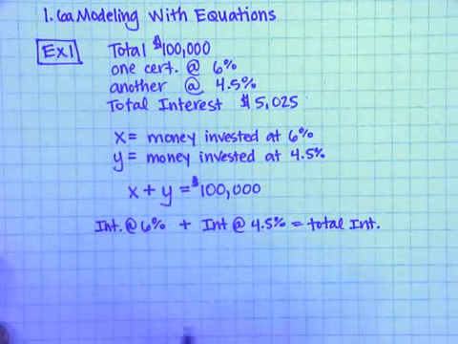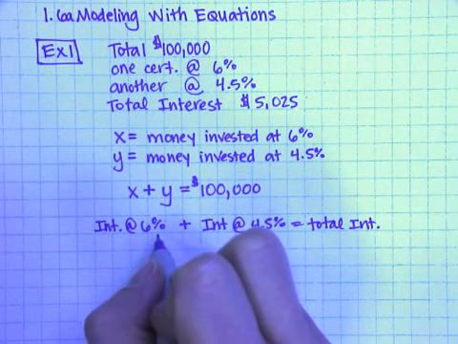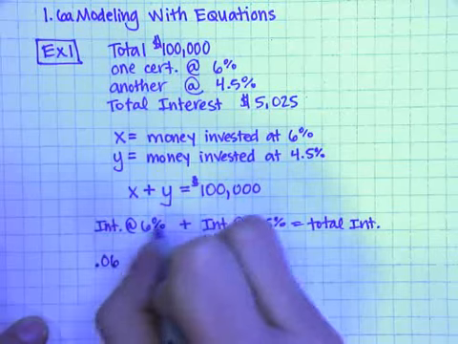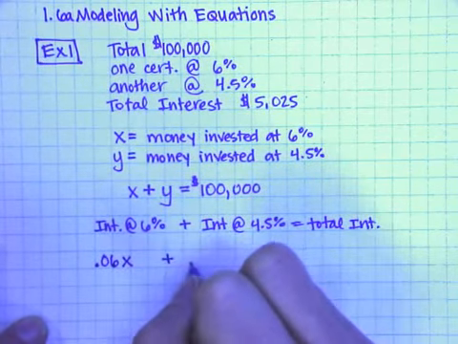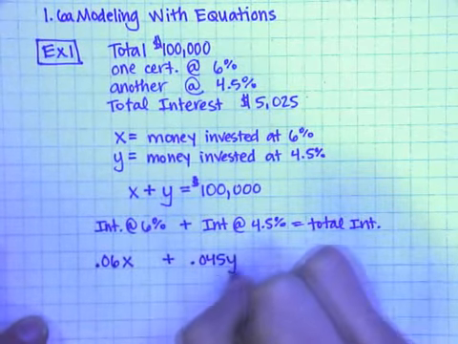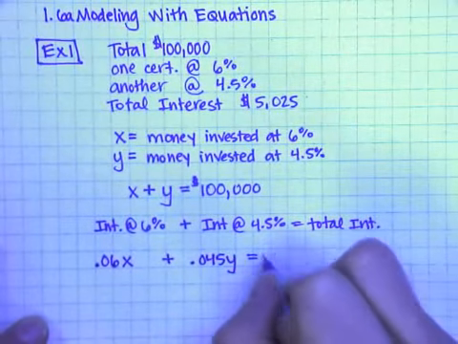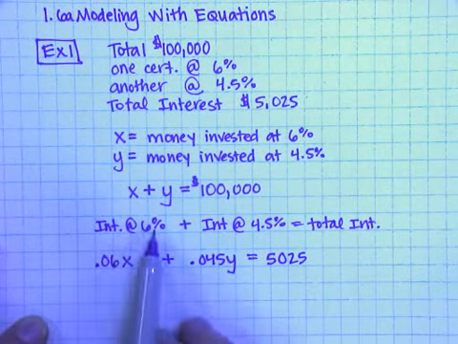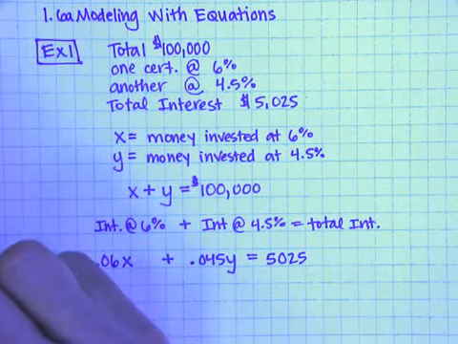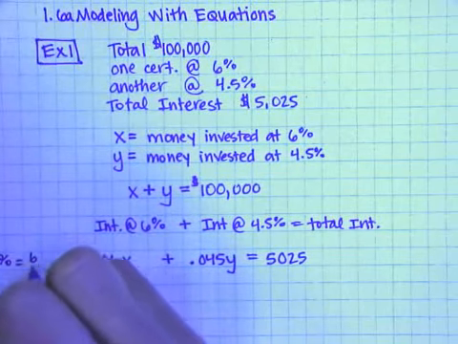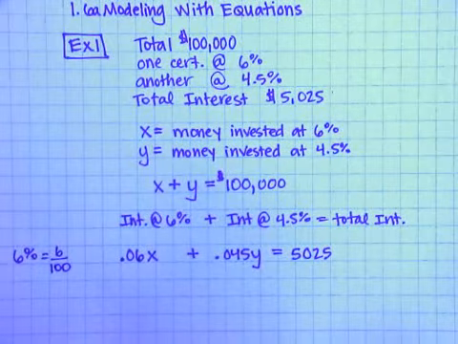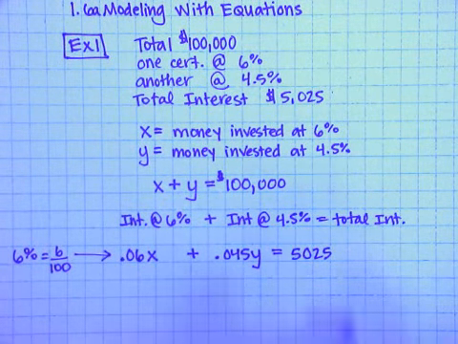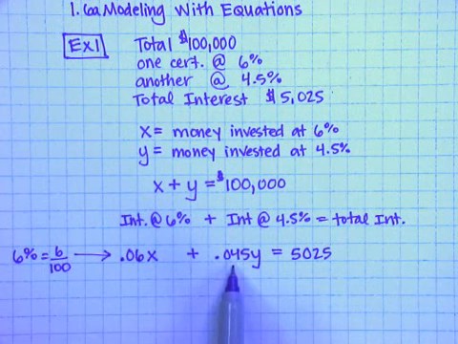To write this out with variables, my interest at 6% is going to be 0.06, and I don't know how much I'm investing there, so X, plus 0.045 Y, and that equals my total interest, which is $5,025. The reason I turned 6% into 0.06 is that 6% literally means 6 per 100. On your calculator, if you were to do 6 divided by 100, you would get 0.06. And the same thing with 4.5 divided by 100, you get 0.045.